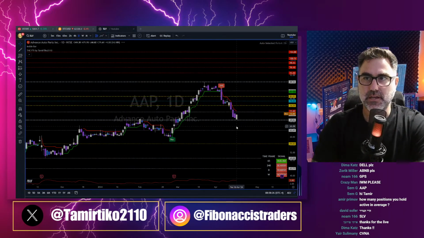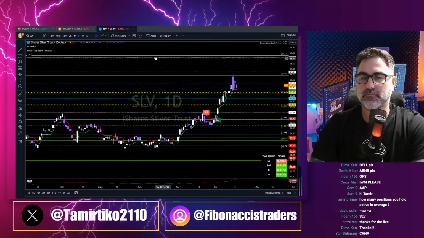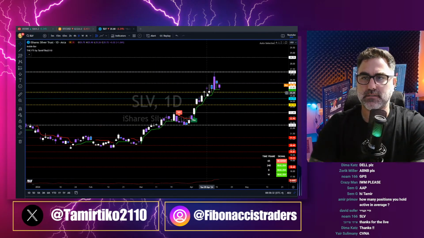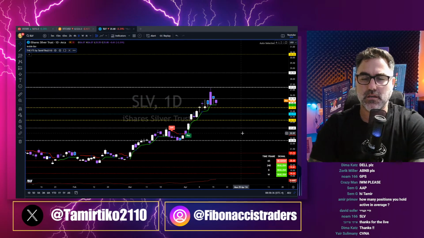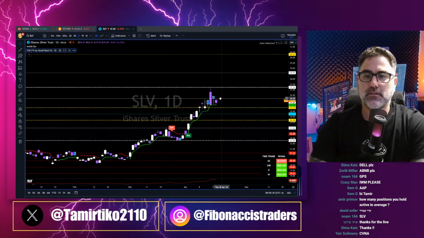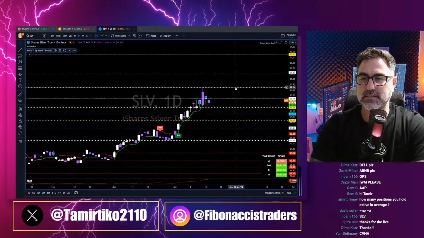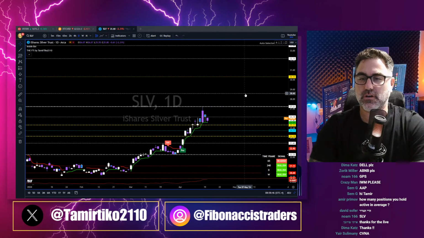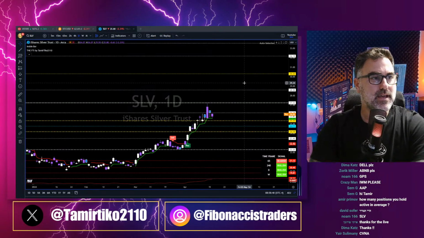Silver, SLV. After this bull run, SLV in the past week or so is just moving sideways, holding strong above the yellow zone. If you want to go long, you need to close the day above the 2620, and then you will see 2720 and towards the future levels for price action.